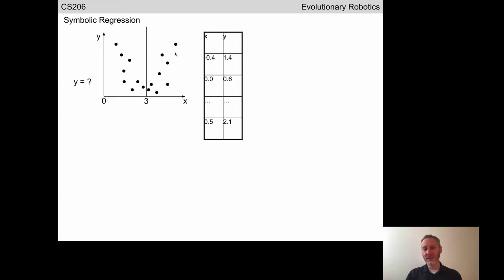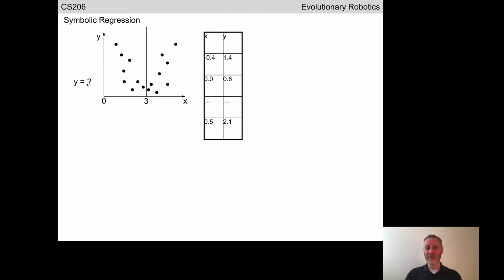And even looking at this picture, hopefully you can see that this is not a random collection of points. There looks like there's a relationship here between X and Y. I'd like to know what that relationship is. I'd like to be able to write down a function of X, but I don't know what that function is. That's what the question mark stands for. That's the problem of symbolic regression.